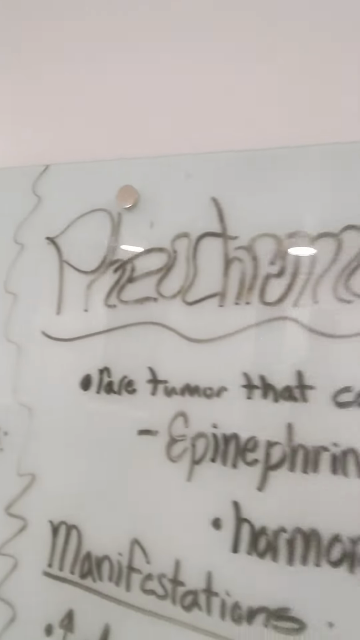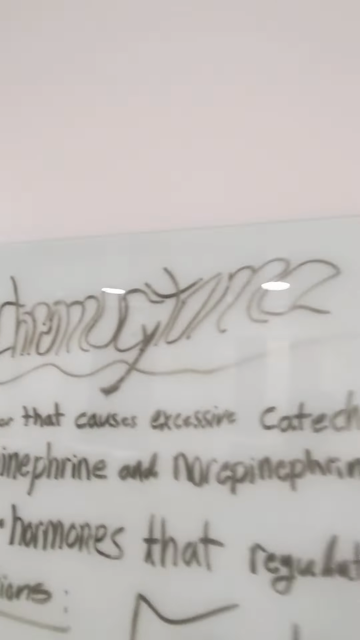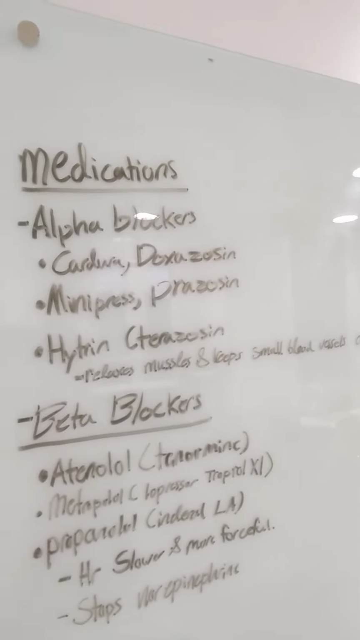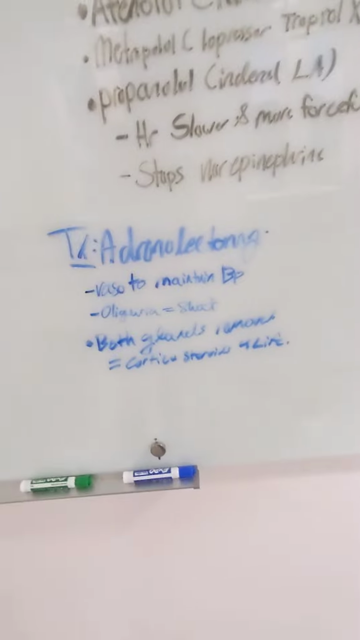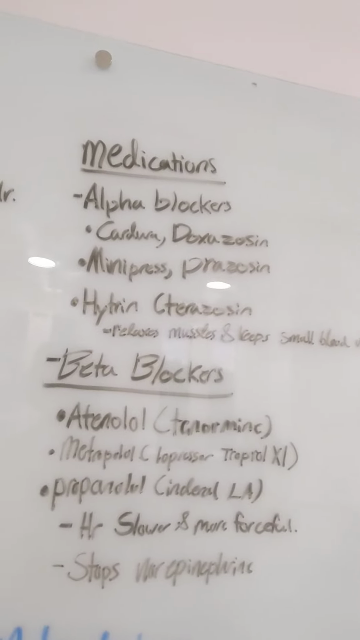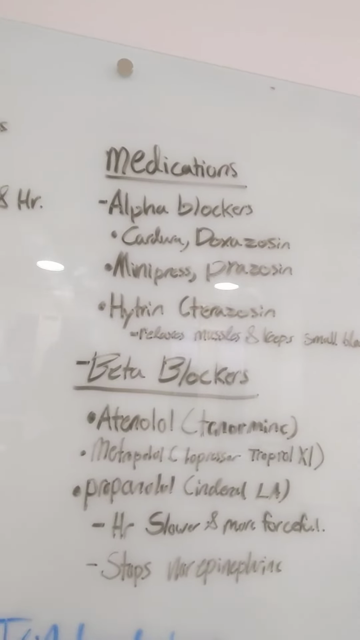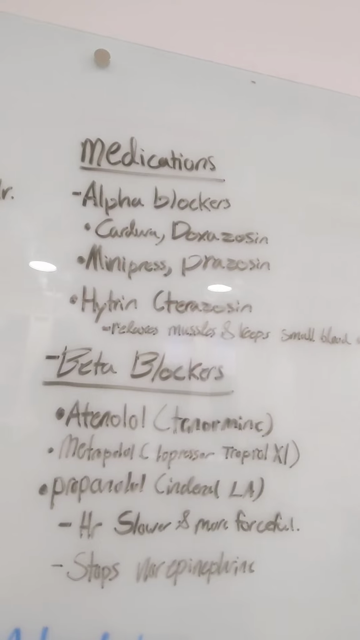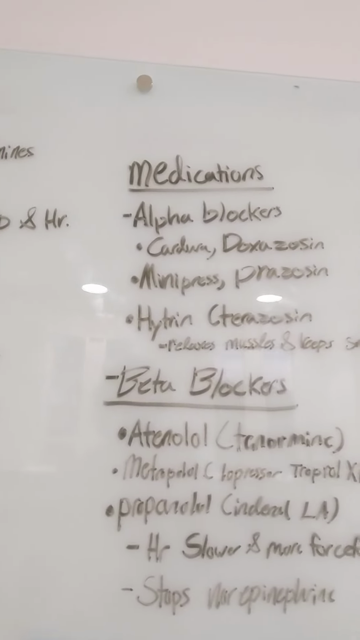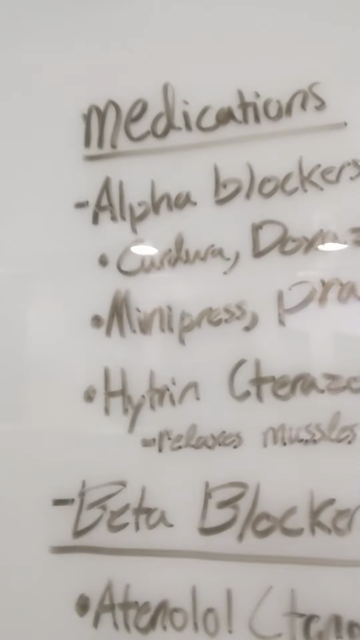Medications for pheochromocytoma are gonna be alpha blockers, beta blockers, and vasopressors to maintain BP, but we're gonna get to that later. The medications, alpha blockers. Now think about it, there's not an alpha chrome, but I'm sure there is. But alpha blockers, we're gonna have Cardura, also called doxazosin. Professor mentioned this one a bunch in class.